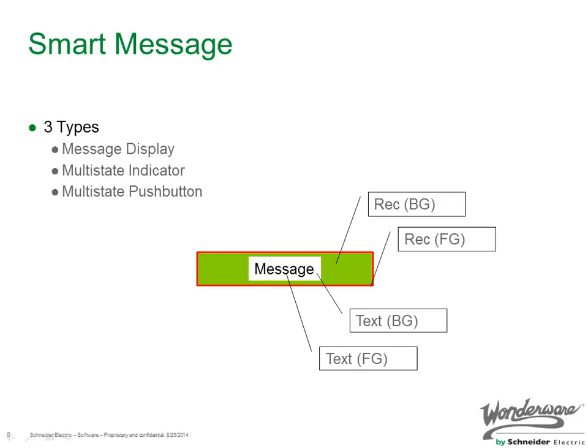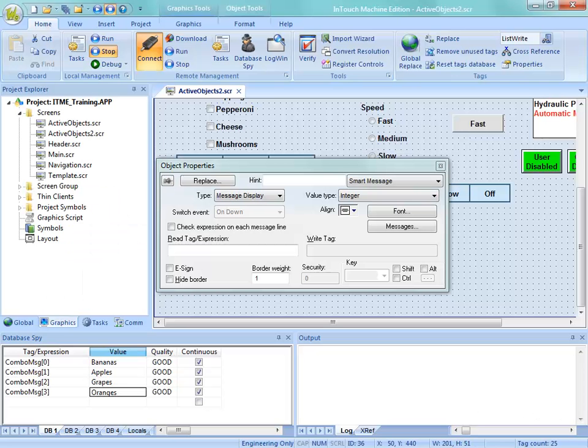So I wanted to show you that there's a rectangle. In this case, the rectangle background is this green. The rectangle foreground is the outline. The text foreground is the text color, and the text background is kind of a border around the piece of text. So that'll come into play when we set up those messages. So let's go back into our development environment.